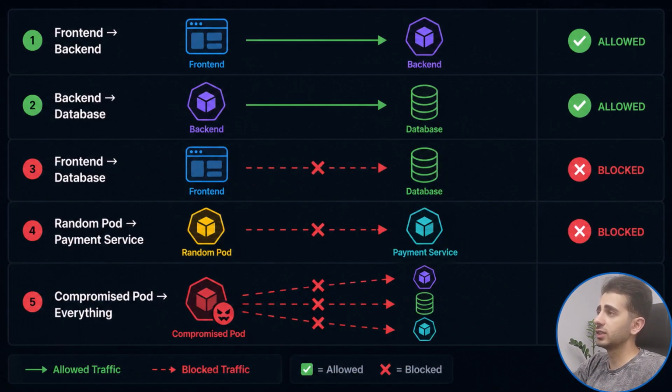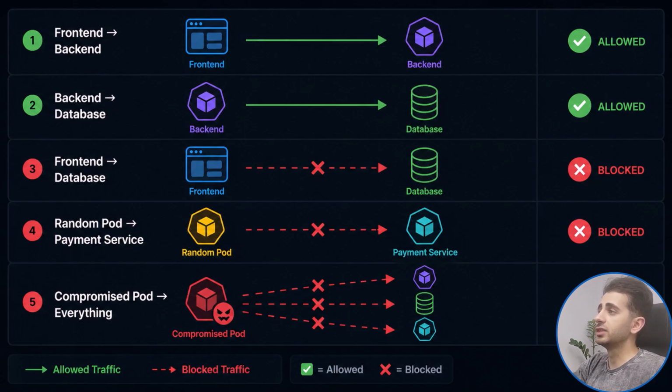We want the front end to communicate with the backend and the backend to communicate with the database. But we don't want the front end to connect to the database, and we also don't want a random pod in another namespace or in the same namespace to talk to the payment service. Only the communication that is explicitly required should be allowed. This is the idea behind zero trust networking inside Kubernetes.